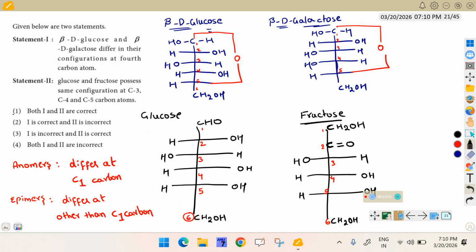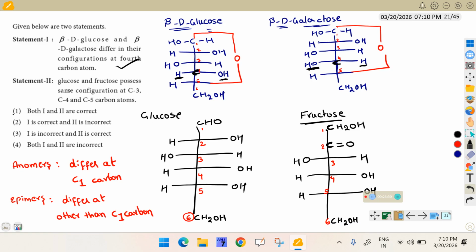Statement 1. Beta D glucose and beta D galactose differ in their configuration at 4th carbon. Take it at 4th carbon. This is the 4th carbon. At the 4th carbon, left side hydrogen atom is present, but here at the 4th carbon left side OH group is present. 4th carbon right side OH group is present. In beta D galactose, 4th carbon right side hydrogen atom is present. So statement 1 is correct.